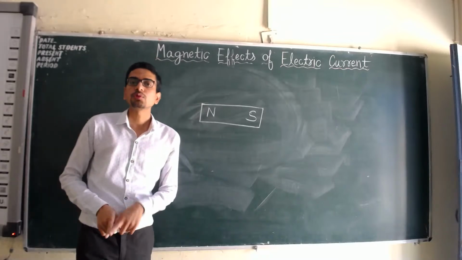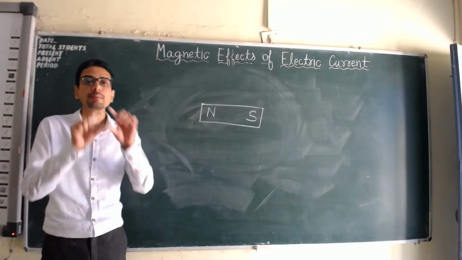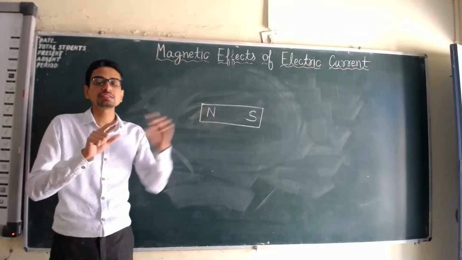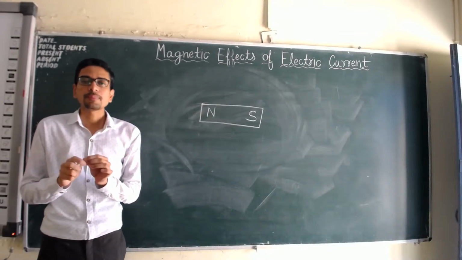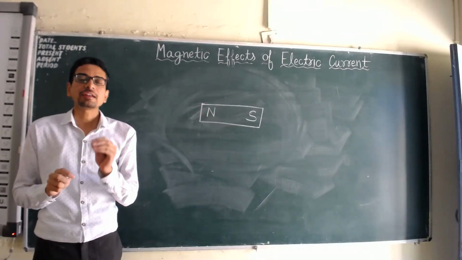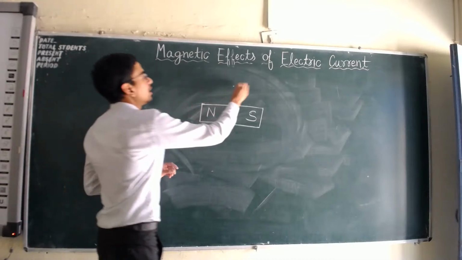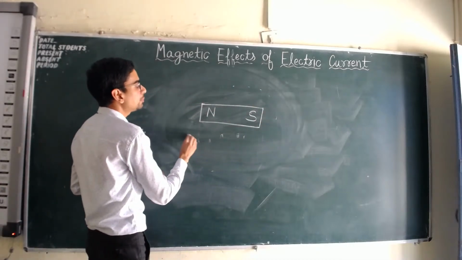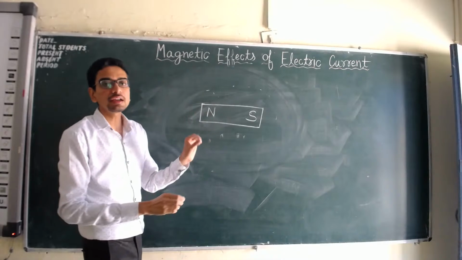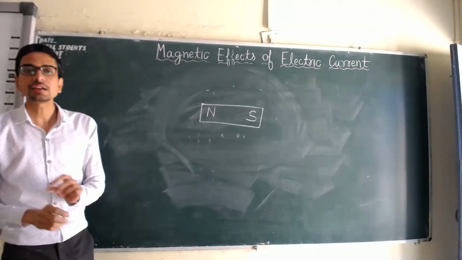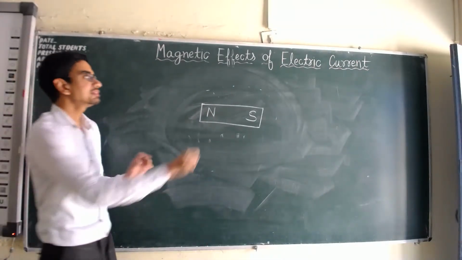What you have to do, you have to take a bar magnet. आपको एक बार मैग्नेट लेनी है with two poles north and south. उसके अराउंड आपको आयरन के पीसेस, आयरन के छोटे छोटे पीसेस ऐसे डिस्पर्स करने हैं. ठीक है, बार मैग्नेट के अराउंड आपको क्या डिस्पर्स करना है, क्या रखना है, छोटे छोटे आयरन के पीसेस.